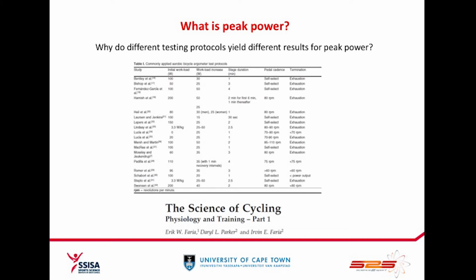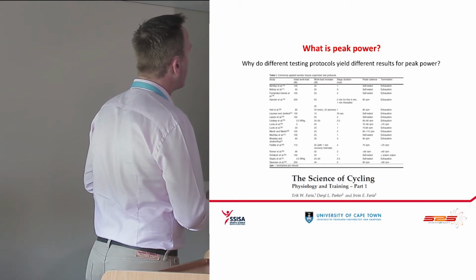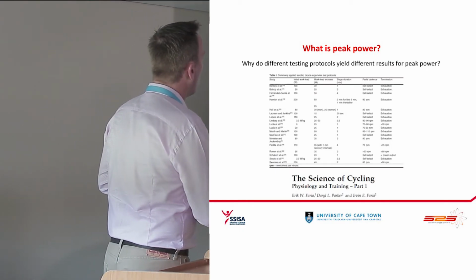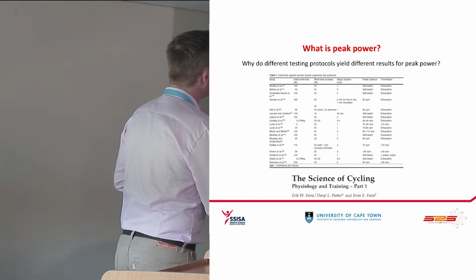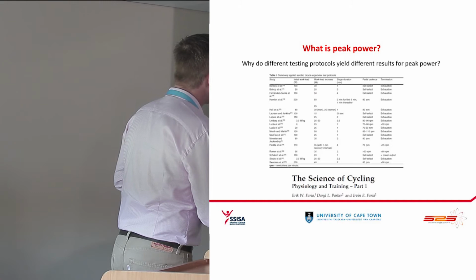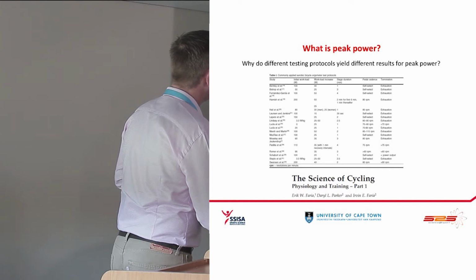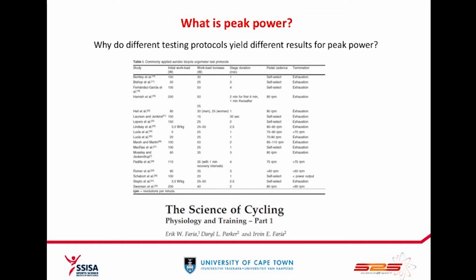And this is just one table. The reason I've highlighted it is it shows the different protocols that are used for peak power output testing. Where do they start? So what workload do they start at? 100 watts or 50 watts or 200 watts or 3.3 watts per kilo, etc. And how do they go up? 30 watts, 50 watts, 25 watts. How often do they go up? Every minute, every 4 minutes, every 1 minute? Why is that important?